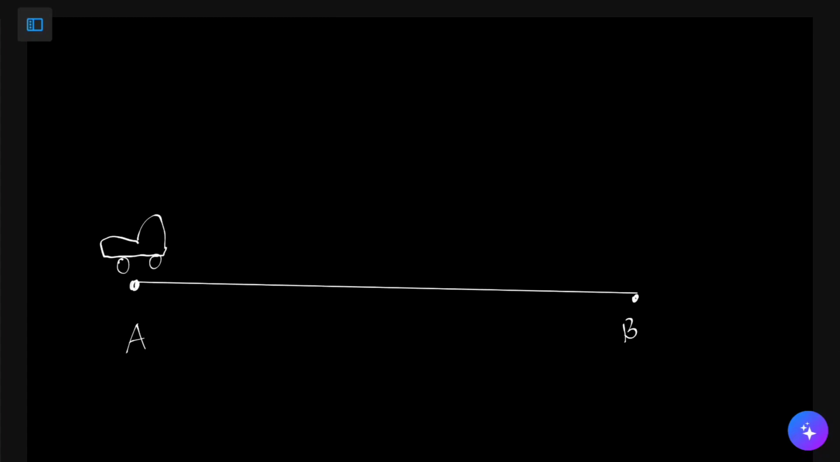This is your car. So, from here to here, you are moving at a velocity equal to 15 kilometers per hour.